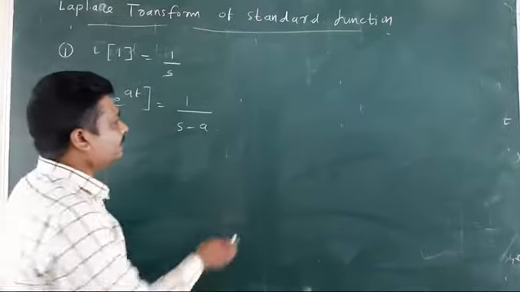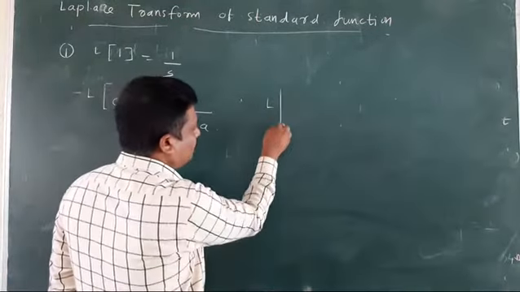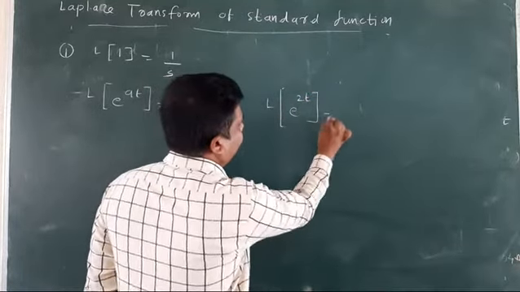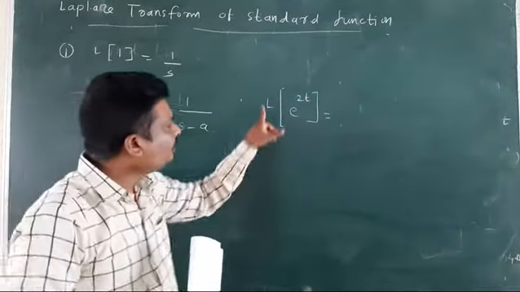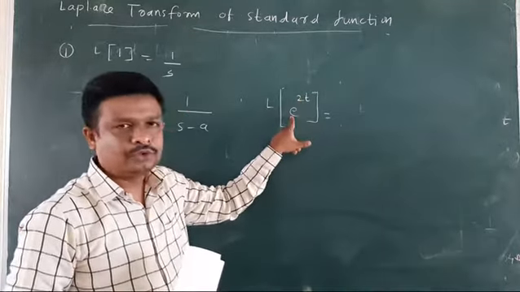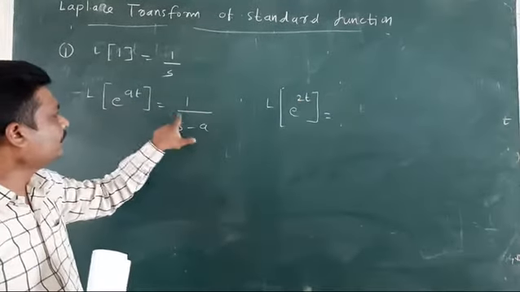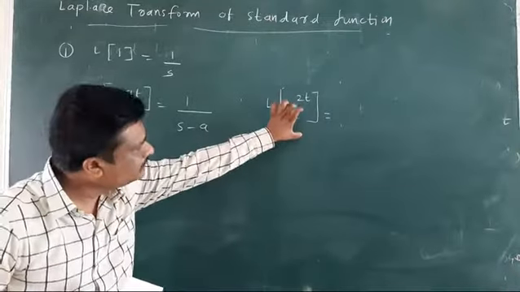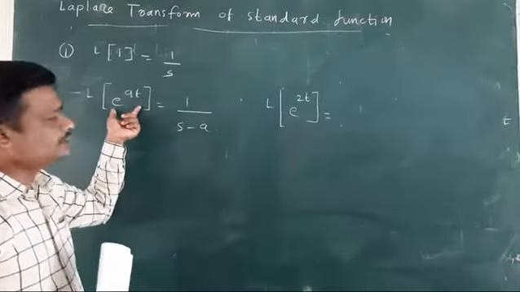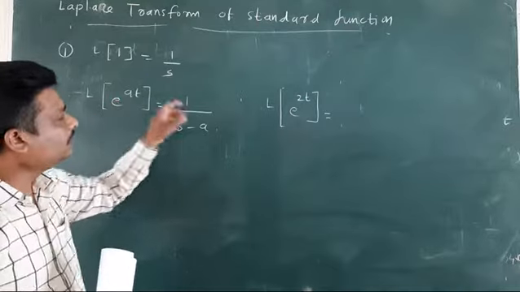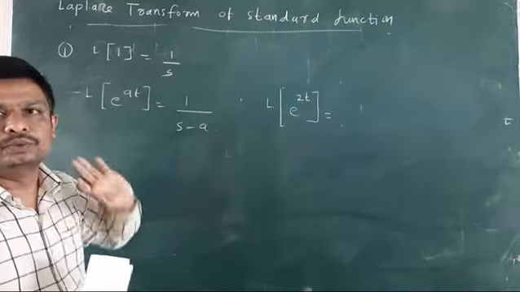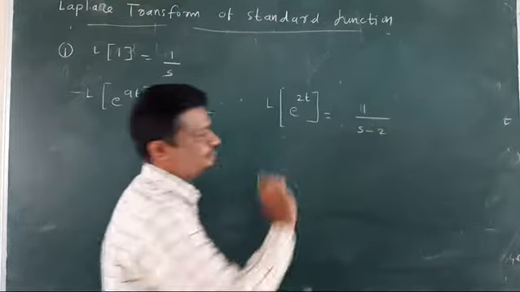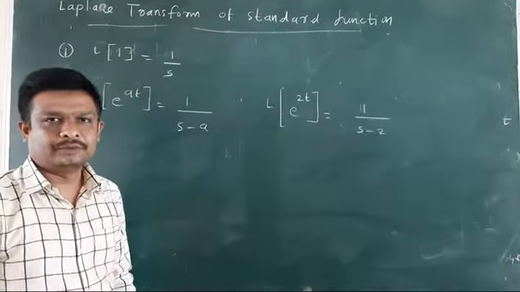I will take one example here. Laplace transform of e to the power of 2t. If I get a question like this, find L of e to the power of 2t, I will apply the formula L of e to the power of at. By comparing this function with the standard function, I can see here the value of a is 2. So this becomes 1 upon s minus 2. This is the second formula.